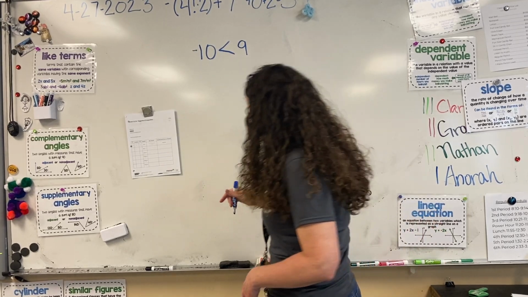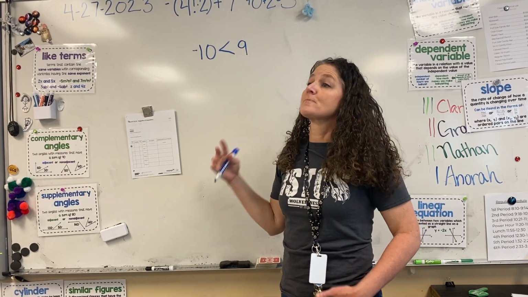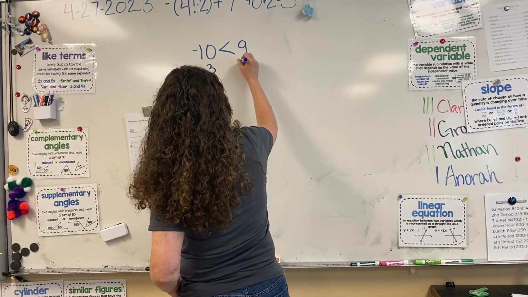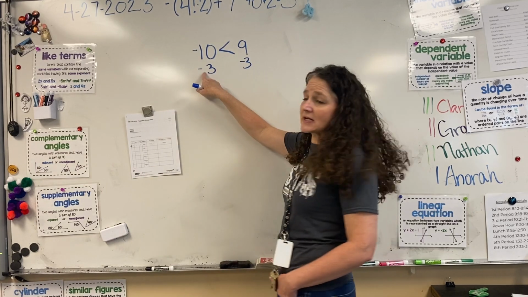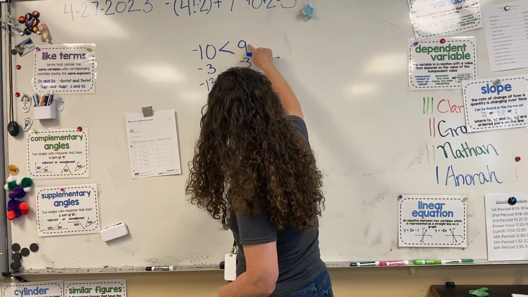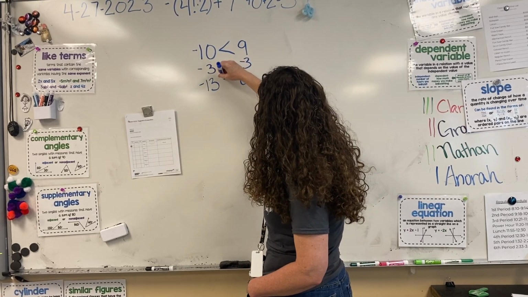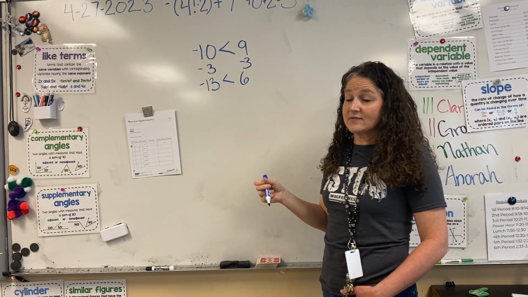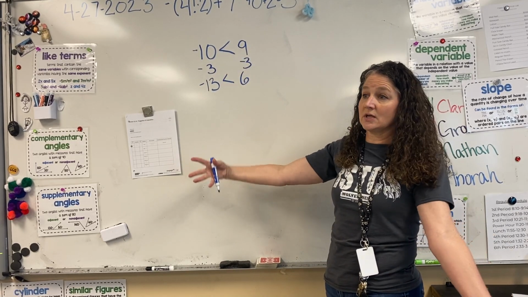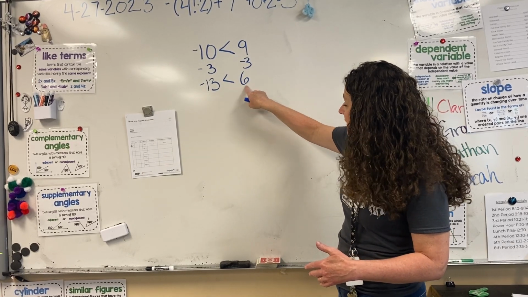Okay, we're going to perform an operation. We are going to add negative 3 to both sides. So that's the same as subtracting 3. So what's negative 10 minus 3? Negative 13. And what's 9 minus 3? 6. Is negative 13 still less than 6? Yes. So, does adding a negative number change my inequality? No. They're different numbers, but the one on the left is still less than the one on the right.